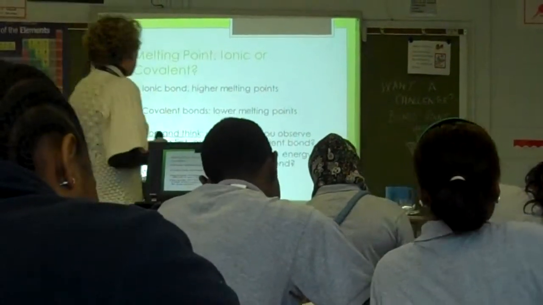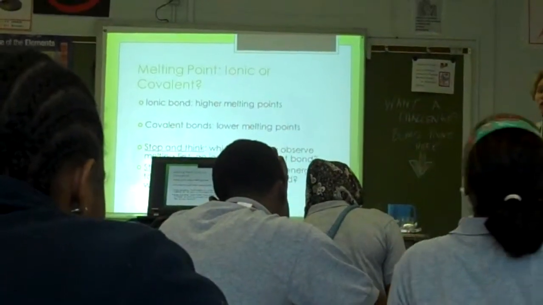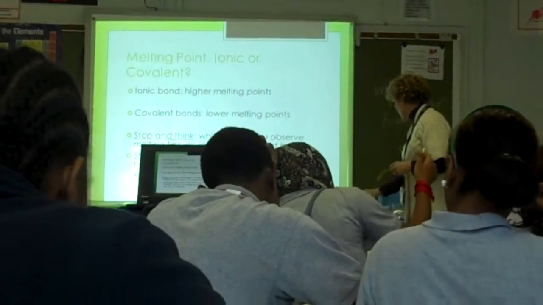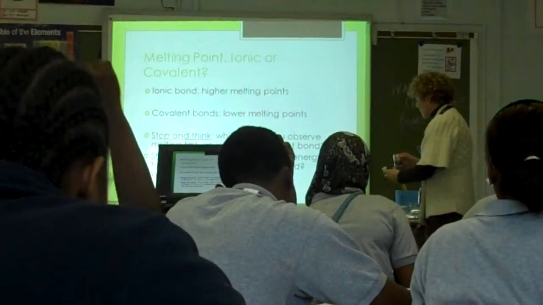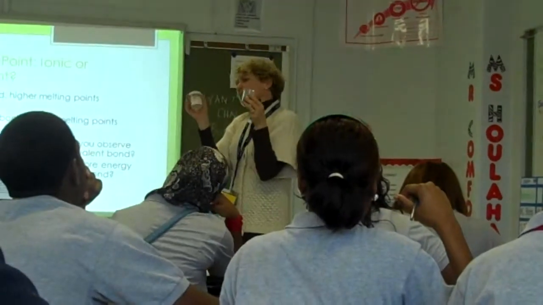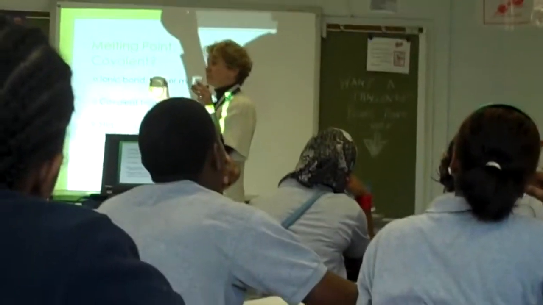So if you finished writing, I'd like you to take a look at the first stop and think. So, which one will melt first? An ionic bond or a covalent bond? And while you're thinking, I'm going to show you what we're going to be doing as a demonstration today. One of these is going to be an ionic, and one of these is going to be a covalent. And you're going to decide which one's ionic and which one's a covalent based on their properties, folks.